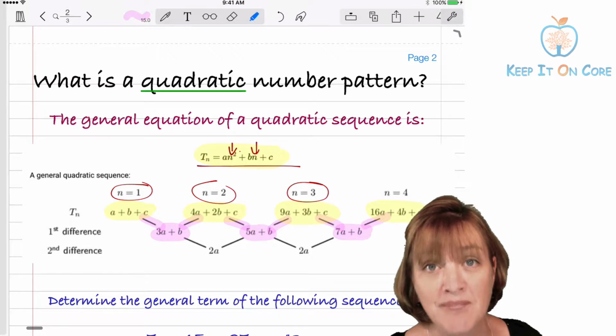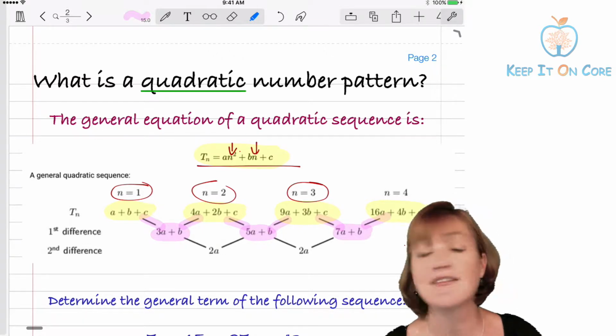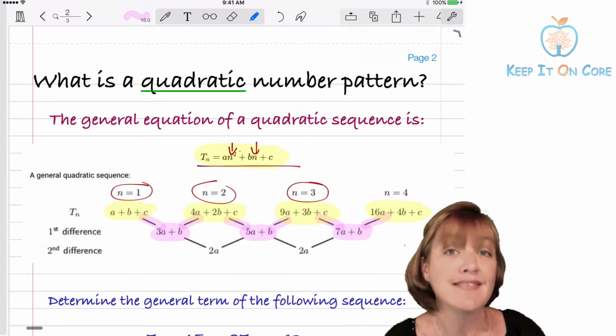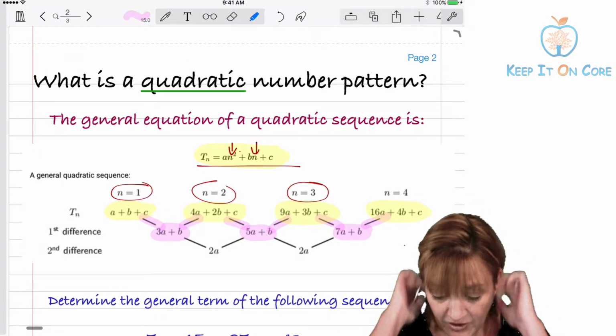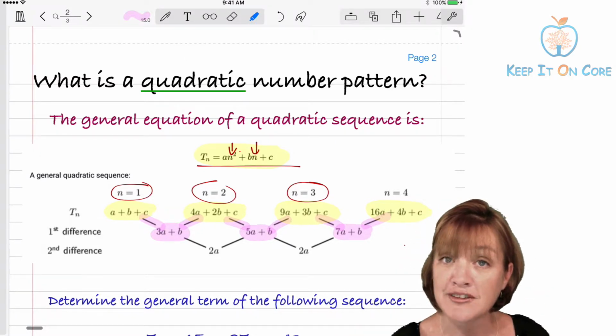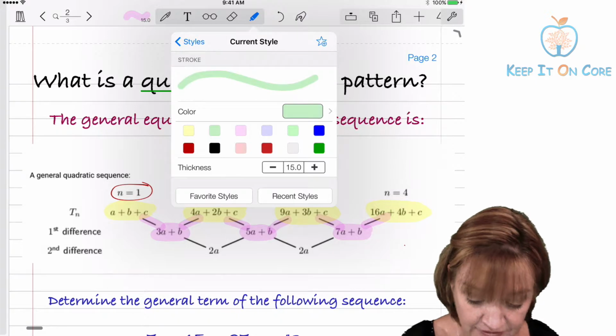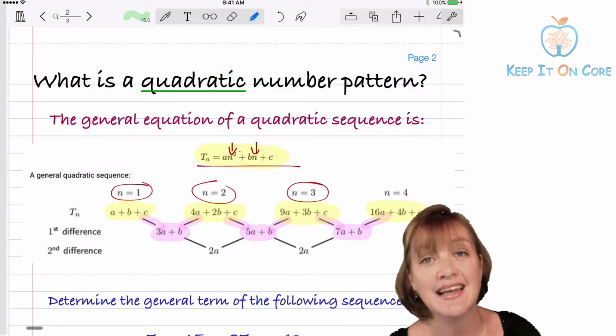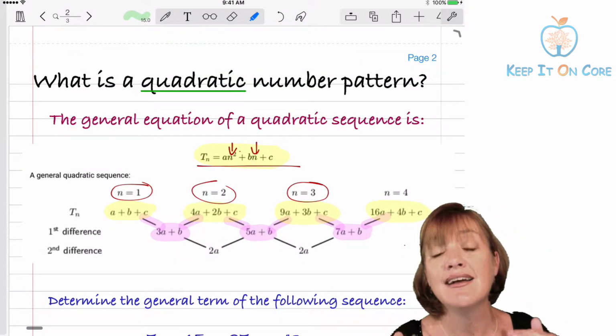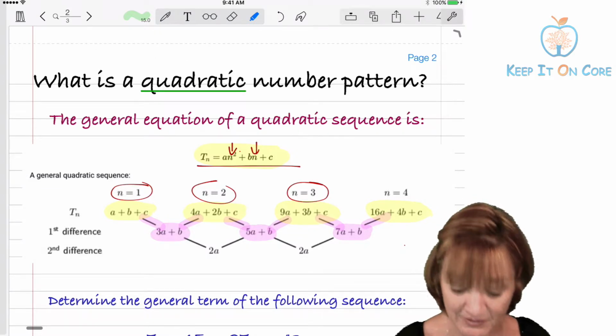and term 4 minus term 3 is going to simplify to 7a plus b. Can you see that those differences are not the same? So it is not linear. So we have a first difference, but they are not common first differences. So therefore, we're going to go another layer down, and we're going to see if we can find a second difference and see what happens with those.